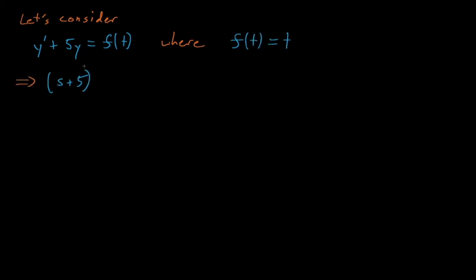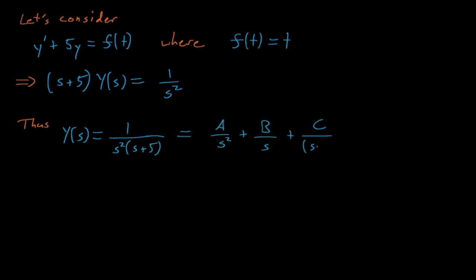Taking the Laplace transform of both sides and rearranging terms gives us that Y(s) is equal to 1 over s squared times (s plus 5). If we expand this expression out into its partial fraction components, then we see that it's equal to some constant A divided by s squared, plus B over s, plus another constant C over (s plus 5).